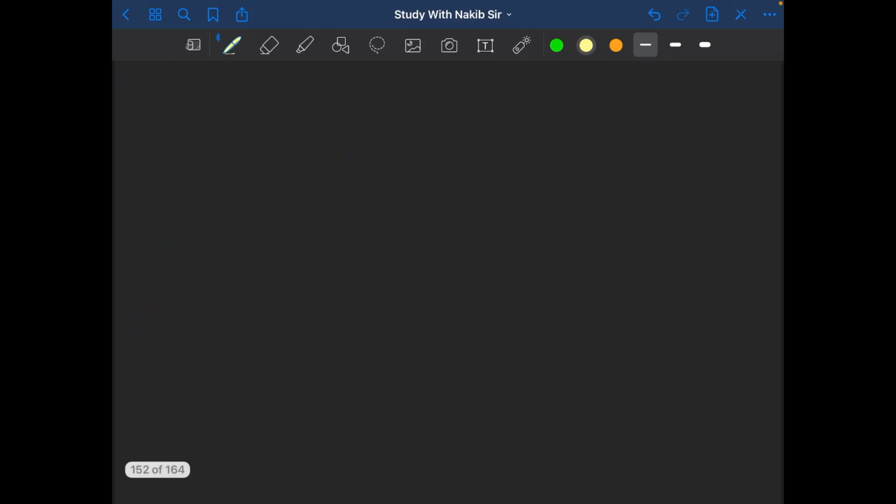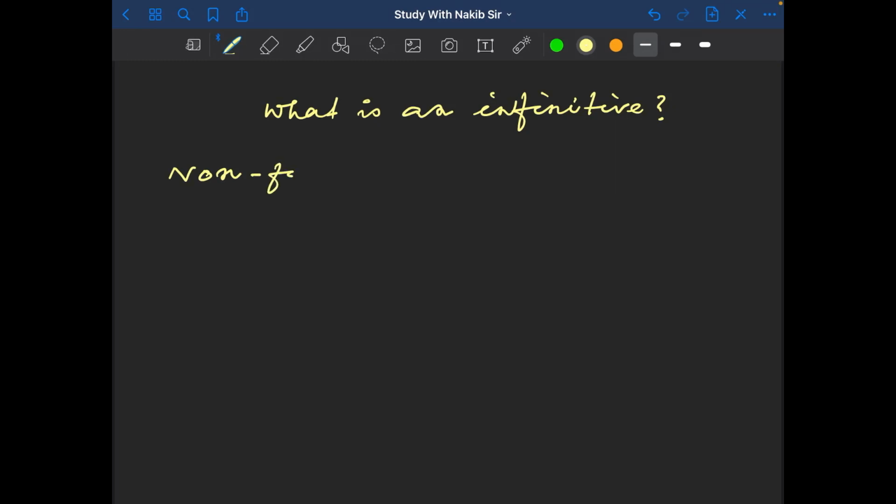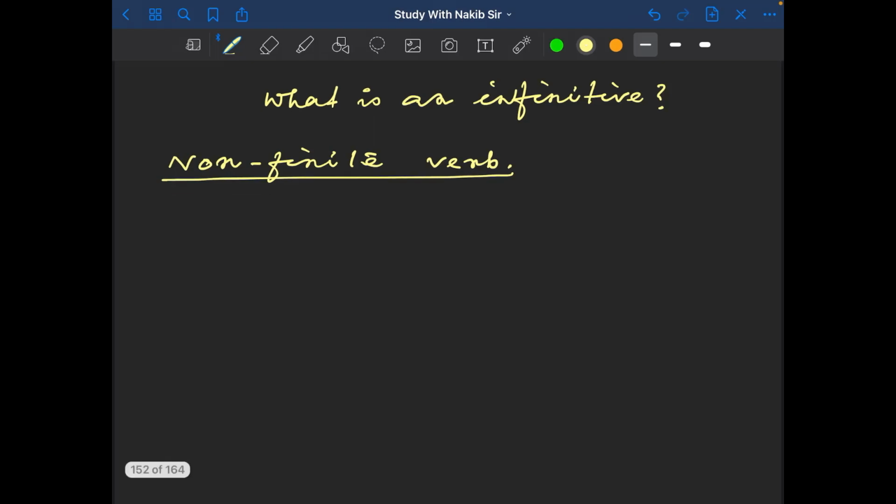The first question is, what is an infinitive? The answer is, an infinitive is a non-finite verb. So what is a non-finite verb? To understand a non-finite verb, you have to understand the finite verb side by side. See the examples.